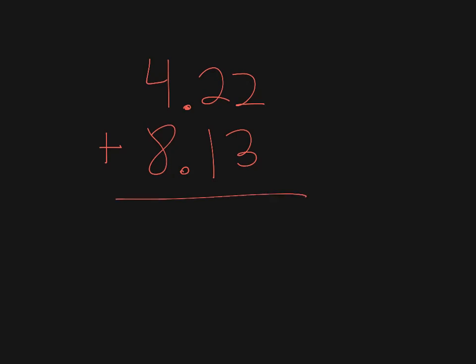Let's go into the third one. It says find the sum. 4 and 22 hundredths plus 8 and 13 hundredths. Alright, let's go and add this up. Going from right to left. 2 plus 3 is 5. 2 plus 1 is 3. Our decimal goes straight down. And 4 plus 8 is 12. So we know that the sum is 12 and 35 hundredths.